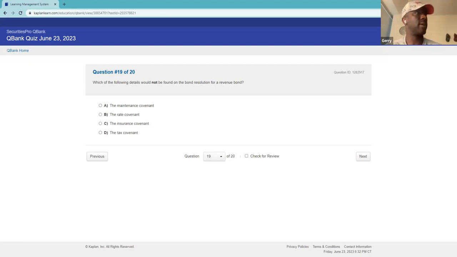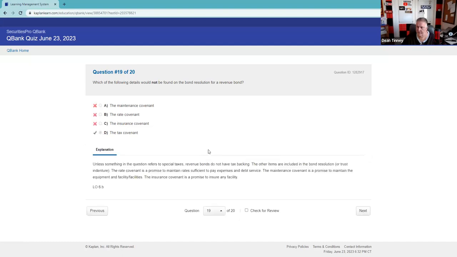Revenue bonds are backed by a specific revenue source, whereas GOs are backed by taxes. There you go. So I would say the tax covenant. Excellent. Excellent, my friend. That was perfect. Perfect performance on that one.